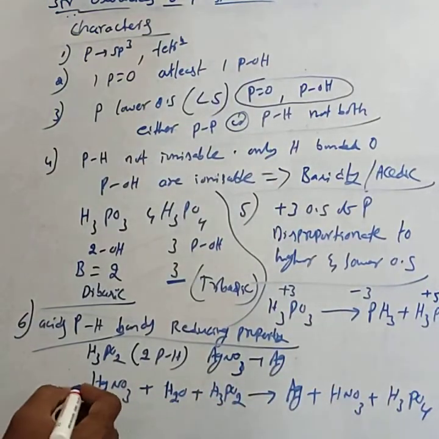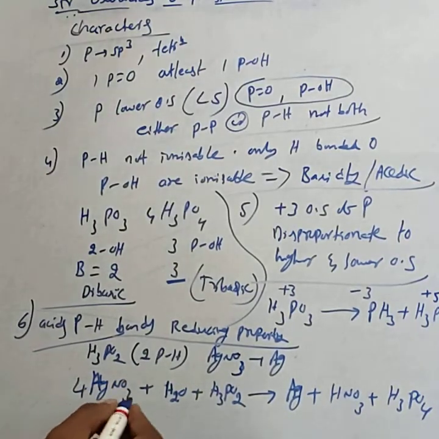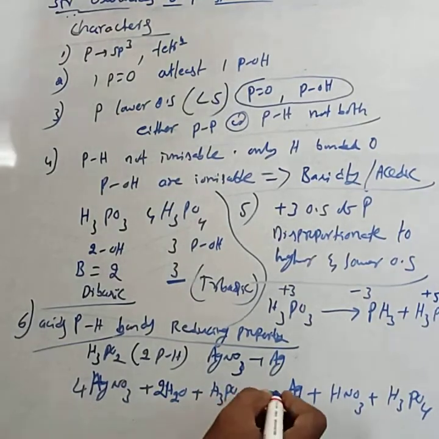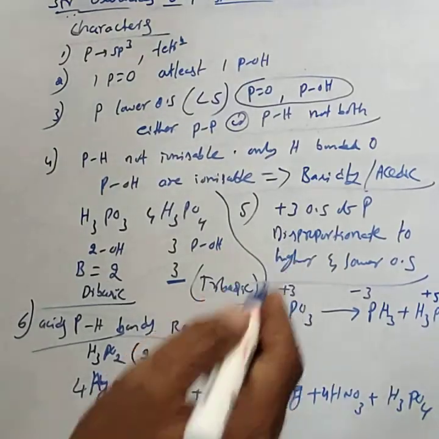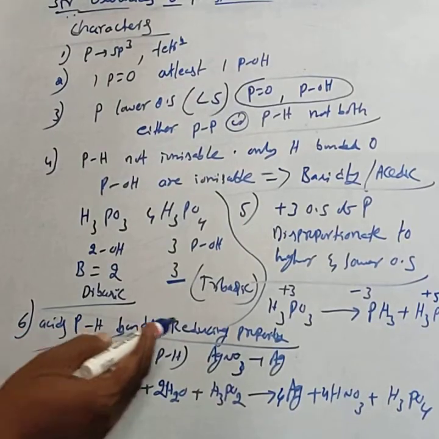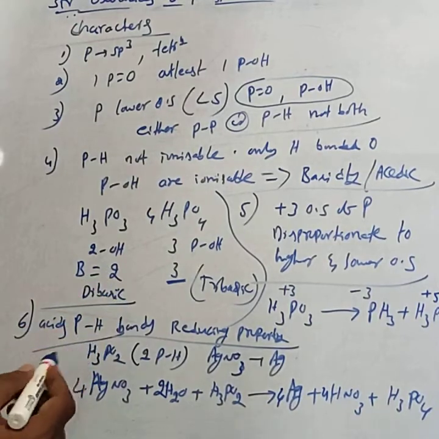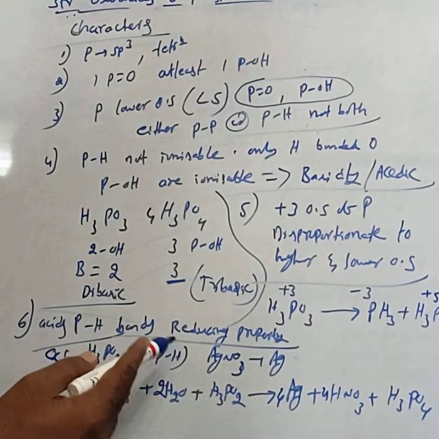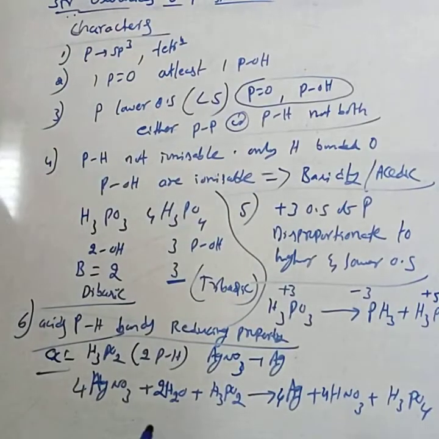To balance this one, 4AgNO3, 2H2O, then 4Ag, 4HNO3 and H3PO4. That is the acids which contain PH bonds. Oxoacids which contain PH bonds have strong reducing property. The example is hypophosphorous acid, which has two PH bonds, hence it reduces silver nitrate solution into metallic silver.